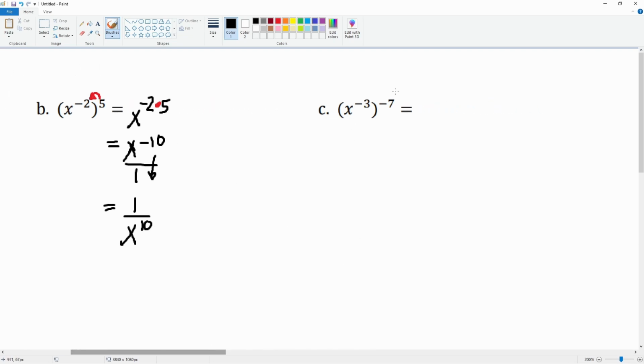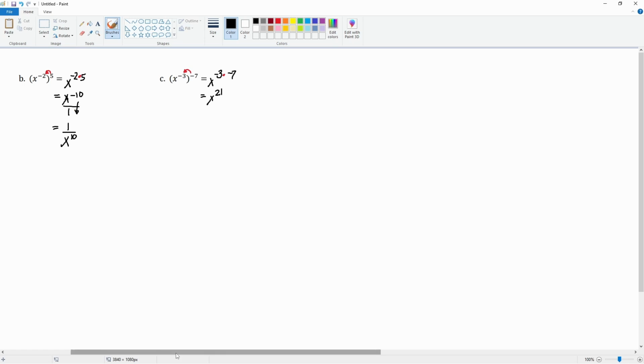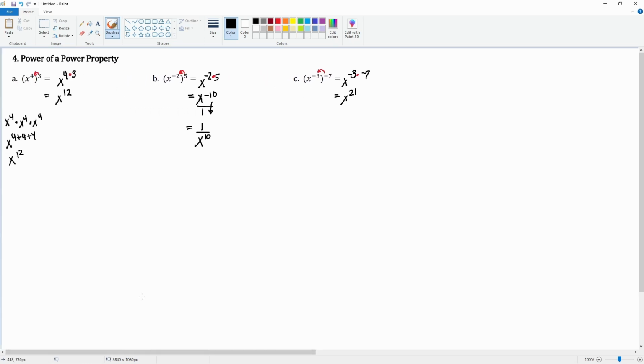All right. Then let's do this one. Let's distribute this in with this. So we have x to the -3 times -7. This gets you x to the +21. The fact that the exponent is +21, we don't have to touch it. So there you go. That is how you do a power of a power.